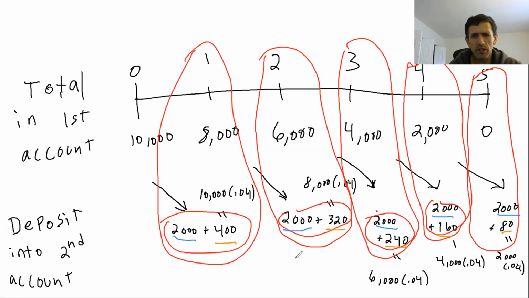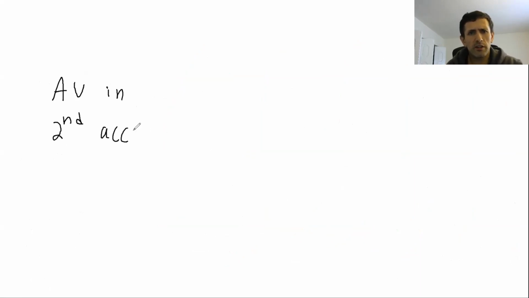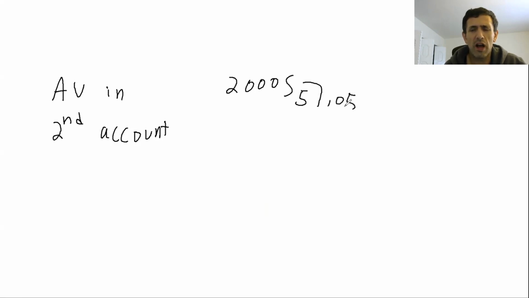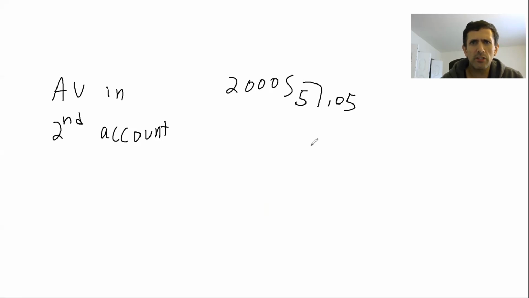Okay, so with all that, the accumulated value in the second account, well, like I said, it's your plain vanilla accumulated value of an annuity immediate, 2000 S5.05.